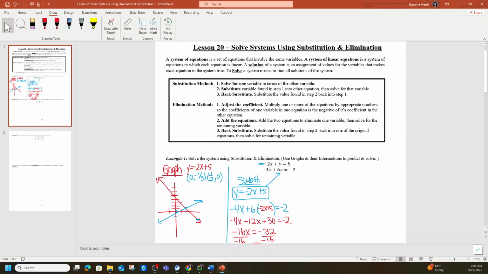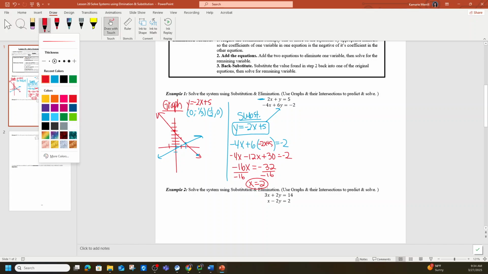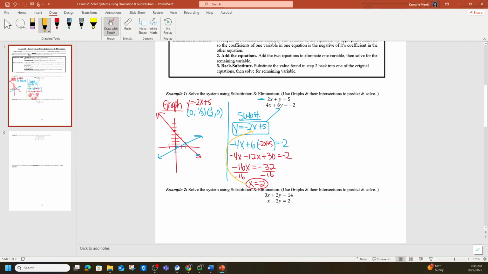Back substitute, because you're like, oh, well, y equals this. So we're going to take it and back substitute. I'm going to use yellow. So I take this and I go right there, right in for that one. So I get negative 2 times 2, and then a plus 5 is negative 4 plus 5, which is 1. So I just found my y to be 1.